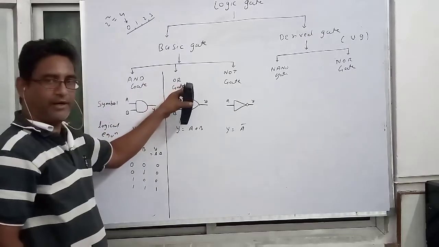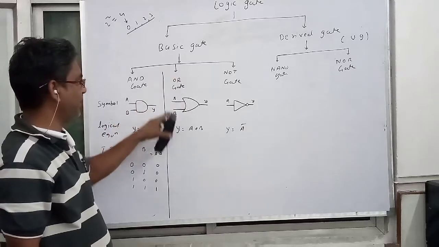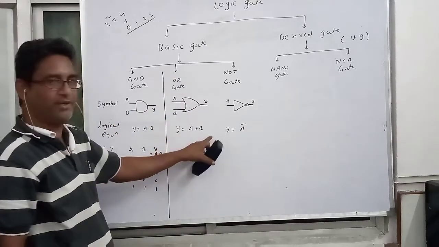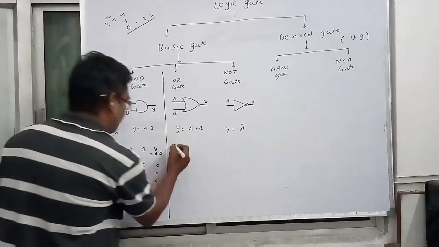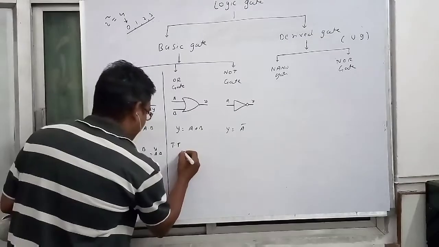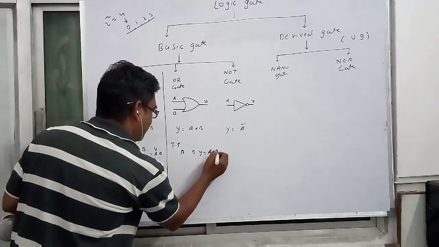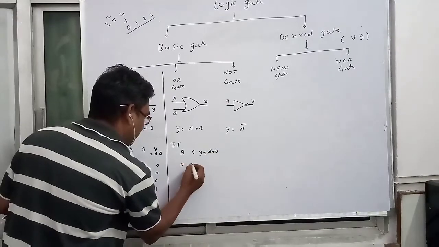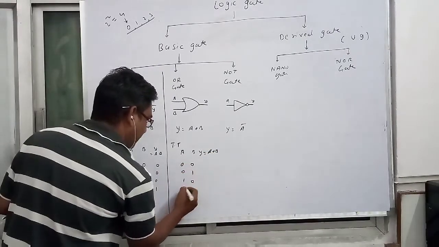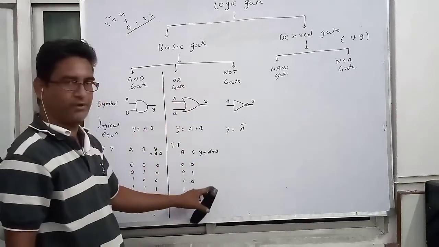Then the OR gate. This OR gate symbol I have drawn here. That is our two variable input, that is A and B, and Y is equal to A plus B. Now in this truth table, it is addition. Here A, B, Y is equal to A plus B. Here we have 00, 01, 10 and 11. This OR gate is used for the addition.